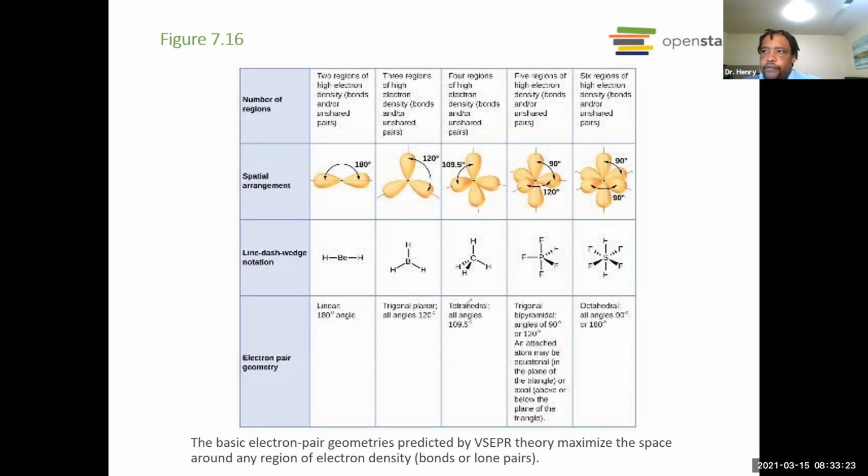Now the electron pair geometries are only going to be linear, trigonal planar, tetrahedral, trigonal bipyramidal, and then octahedral, okay? So those are the things that they can be. And that's taking into consideration both attachments to atoms and attachments to lone pairs, okay? And we're going to talk about that here in a second.